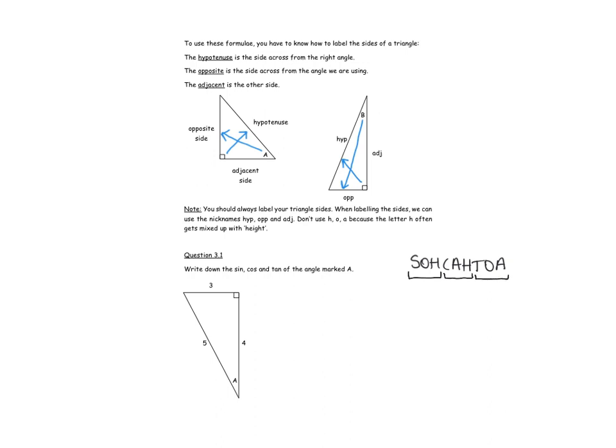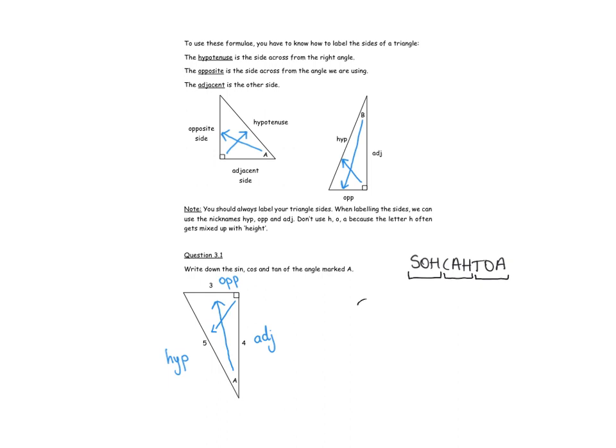What we can do is we can start labeling the sides of this triangle. So as we said, the opposite is always going to be directly across from the angle. So we have the angle A, so then 3 here is the opposite. The hypotenuse then is always opposite the right angle. So this is the hypotenuse. And then the remaining side is the adjacent.